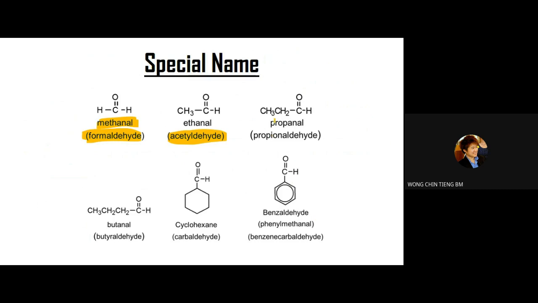Next. Propanal, propionaldehyde. Tak ada apa. Yang ni sebab, saya rasa tak ada apa sebab kamu boleh teka. Butyraldehyde pun sama. Kamu boleh nampak daripada nama tu. Cuma formaldehyde dengan acetaldehyde, yang tu memang kamu kena tahu. Formaldehyde is one carbon, acetaldehyde is two carbon.